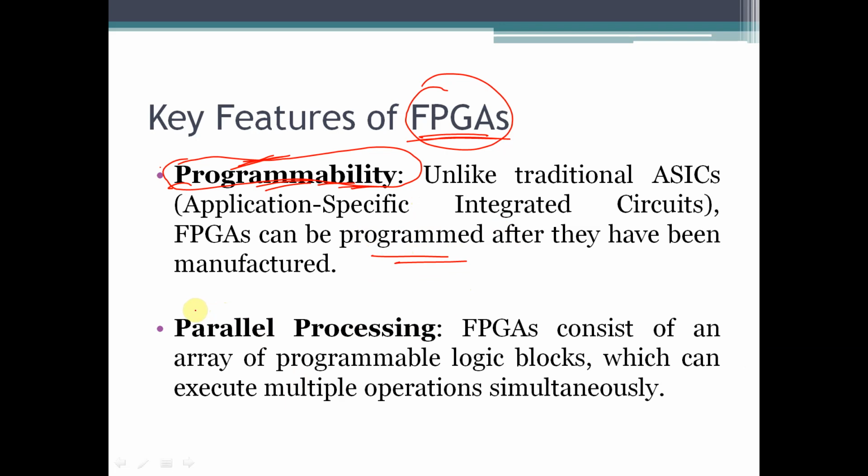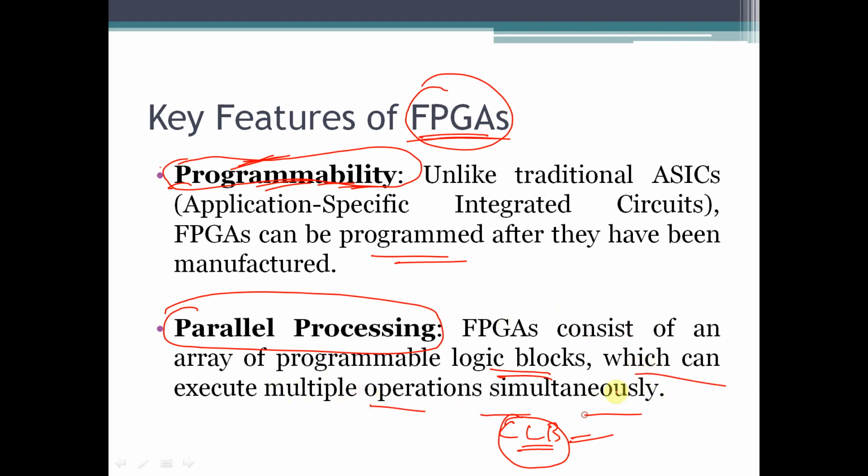One more key feature of FPGA is parallel processing. FPGAs are very fast compared to ASICs. They are parallel processors. FPGA consists of an array of programmable logic blocks, the CLBs, configurable logic blocks. With the help of these, we can achieve parallel processing and execute multiple operations simultaneously. Parallel processing means FPGAs can handle multiple tasks in parallel, multiple data items, and multiple data widths. We will discuss how this happens.